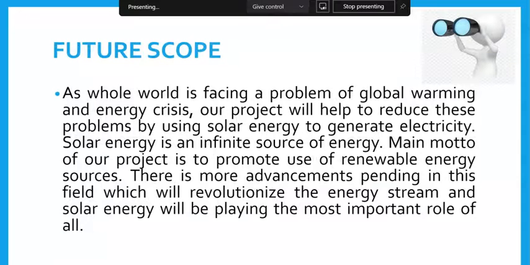Future scope of this project is, we already discussed that the use of coal is promoting pollution. The world is also facing global warming and energy crisis. Our project can reduce this by using solar power to generate electricity. The main motto of our project is to promote use of renewable energy.